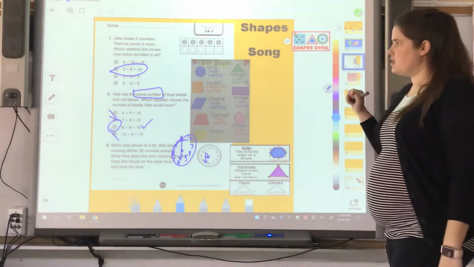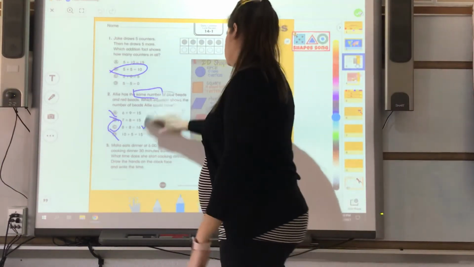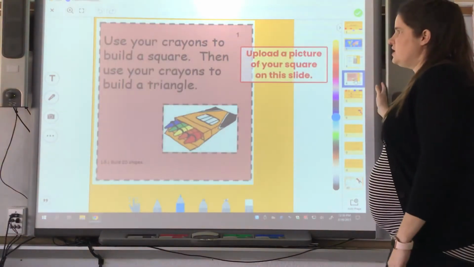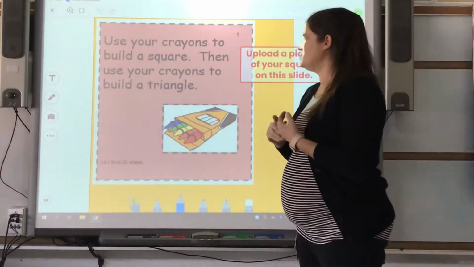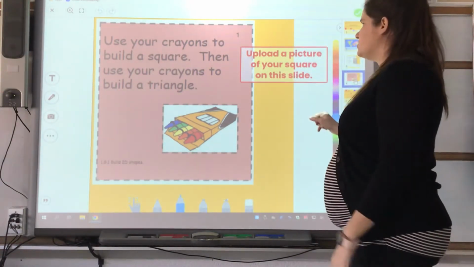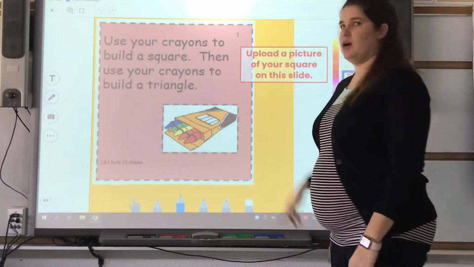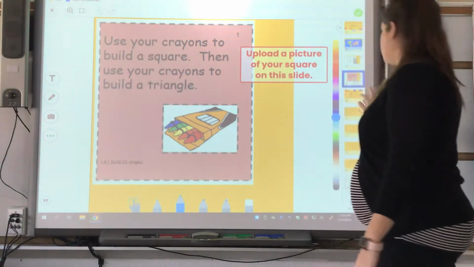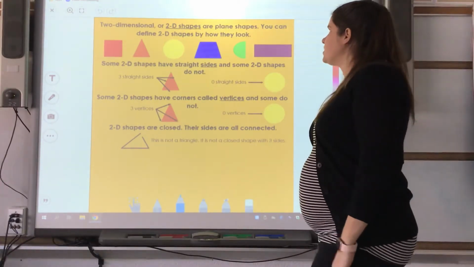You have your shape song up here, and you have 2 additional angle charts that you can use as resources. Use crayons or a straight material that you have at home to build a square. Then build a triangle. Upload a picture of your square, not your triangle. Upload a picture of your square on this slide. Take a picture of the square that you created at home. Upload a picture here.